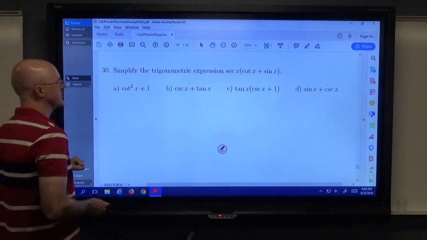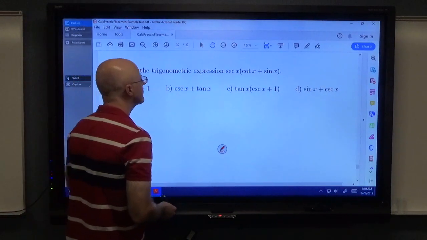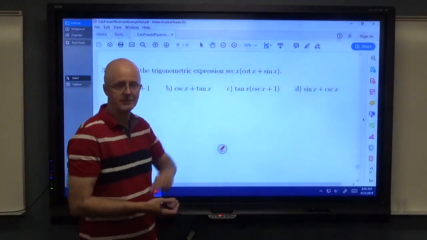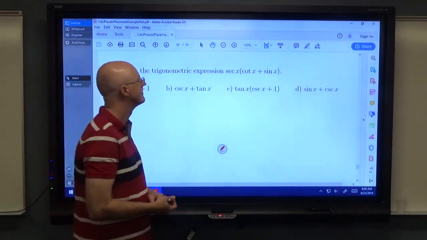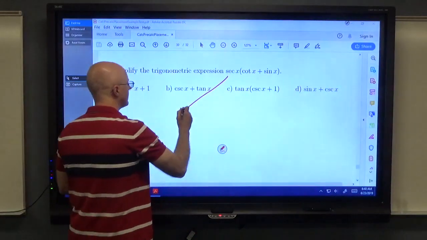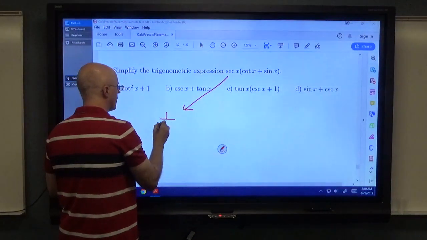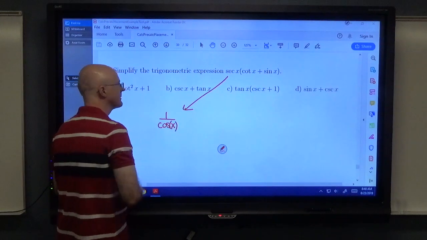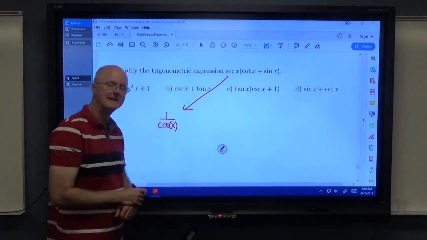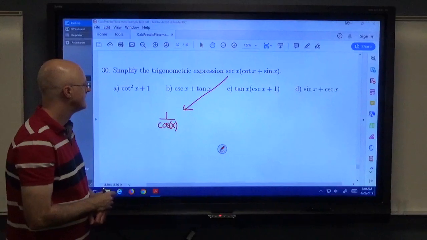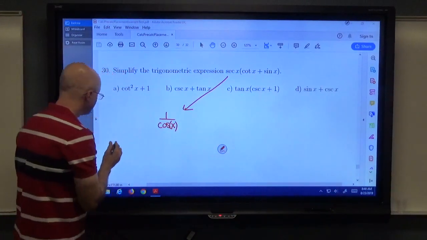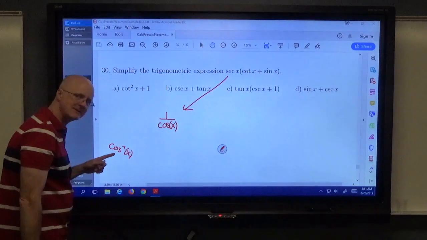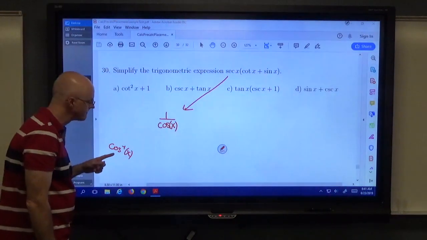Simplify the trigonometric expression. You need to know the definition of secant and cotangent. Secant, by definition, is 1 over cosine. It's the reciprocal of the cosine function. I'm going to use parentheses here because I think that's a good idea. Which is not the same as the inverse cosine function. It's not the same as this. That's an unfortunate notation again.